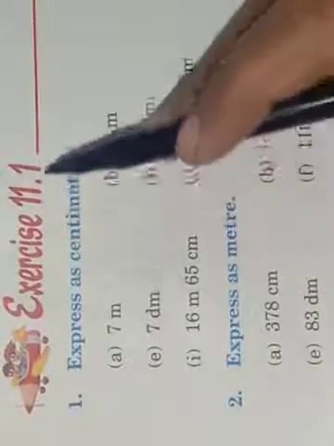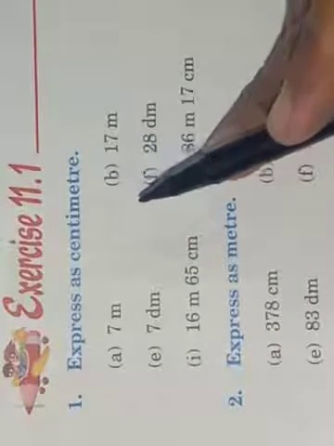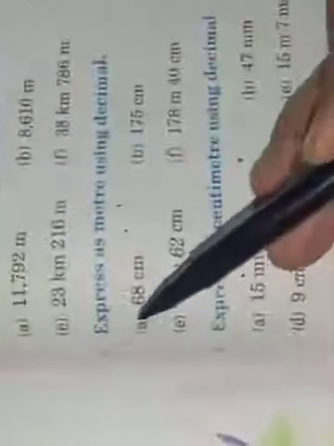And now your homework will be exercise 11.1. Do it in your maths fair notebook. Question number 1, 2, 3, 4, 5, 6 and 7. Okay.